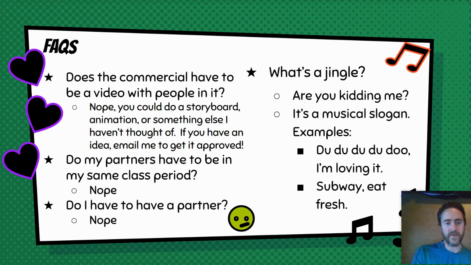Do my partners have to be in my same class period? No. So if you're in second and you've got someone in ninth period that you want to work with, that's totally fine. Do you have to have a partner? Nope. You can work by yourself. That's totally fine. I understand that's probably easier right now, what with the social distance and everything. So if you want to work by yourself, that is totally fine.